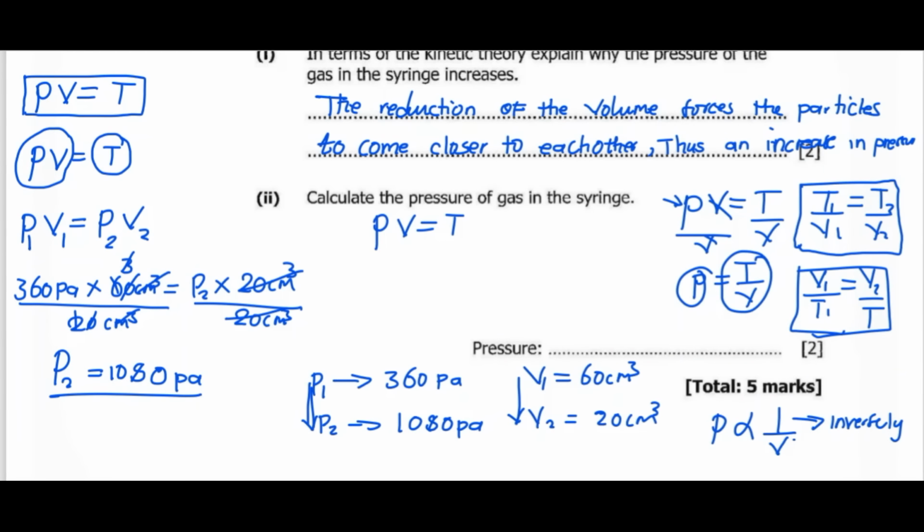So if V is the subject, divide by P, also by P here. So V is equal to T over P. So T over P is equal to T over P. So 1, 1, 2, 2. Or P1 over T1 is equal to P2 over T2.